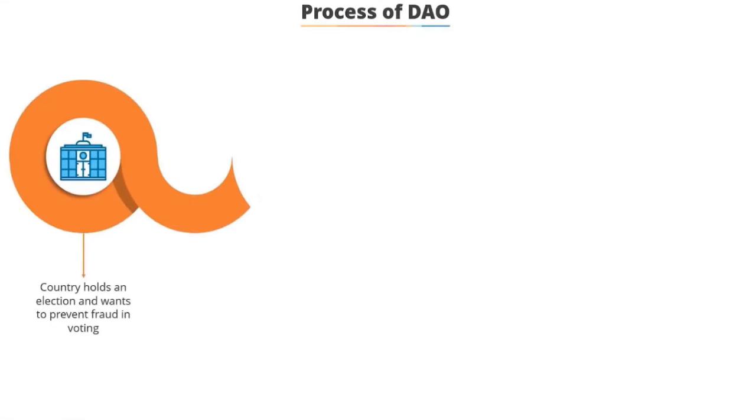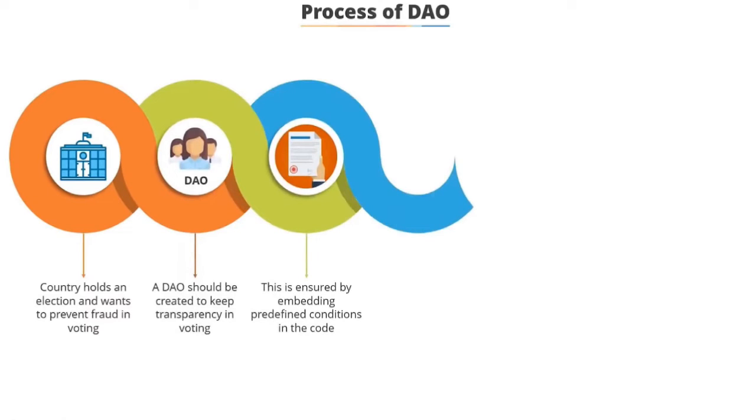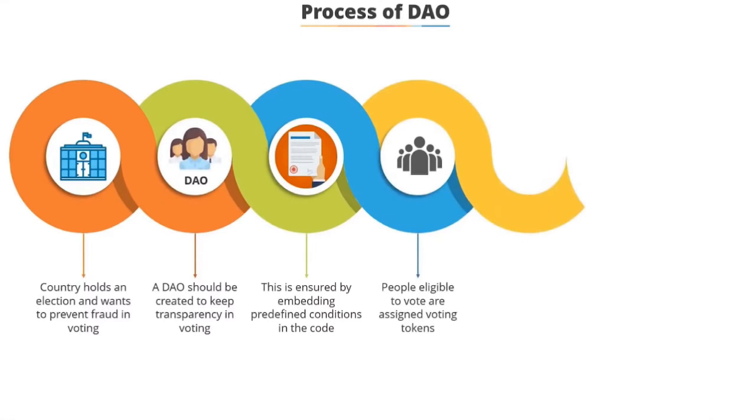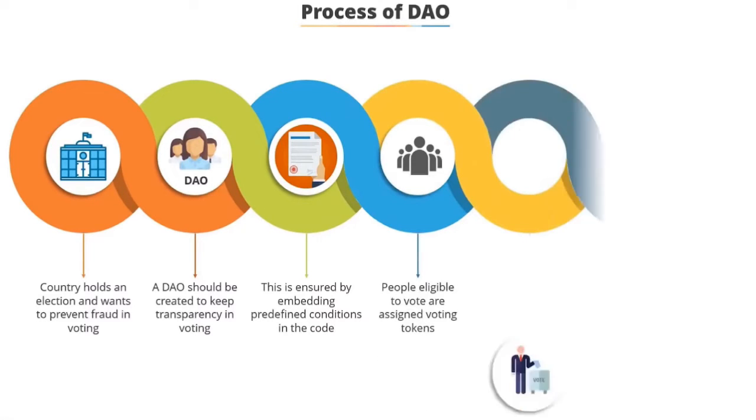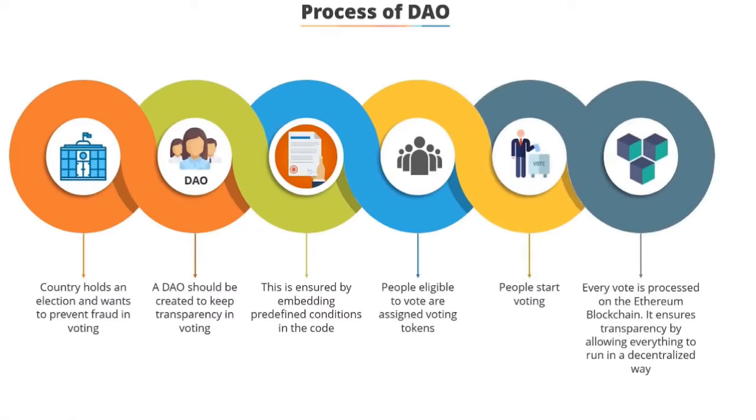Let's consider that a country is holding elections and wants to prevent fraud in the voting system. A DAO is created to keep transparency in the voting. This is ensured by embedding predefined conditions in the code. People eligible to vote are assigned voting tokens and the voting starts. Every vote is processed on the Ethereum blockchain, and it ensures transparency by allowing everything to run in a decentralized way.